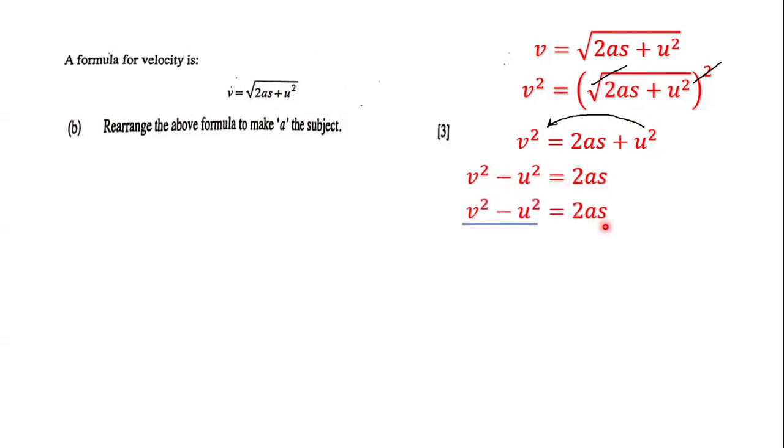Next, we divide both sides of this equation by 2s, because remember, we just want a, right? And so that means that we cancel this 2 and this s with the 2s at the bottom. And so we are left with a is equal to v squared minus u squared all over 2s. And that's what a is, right? And so when we switch this equation, we have that a is equal to v squared minus u squared all over 2s. And that is the answer. This is the final answer. And so a is the subject of this formula.